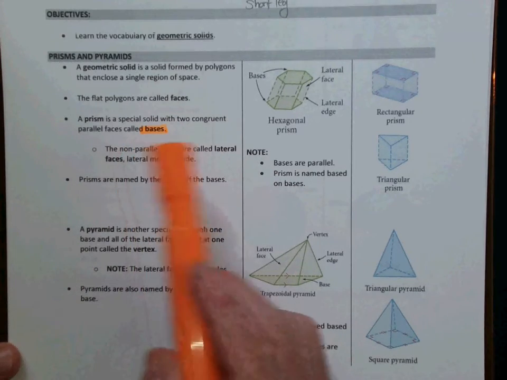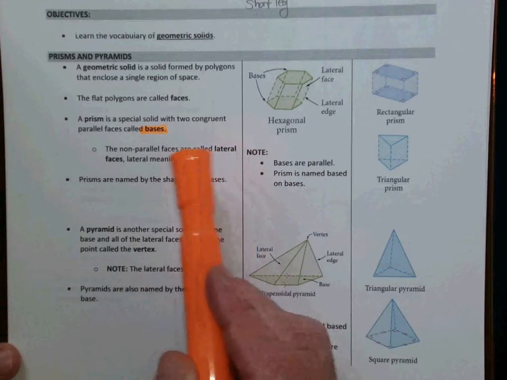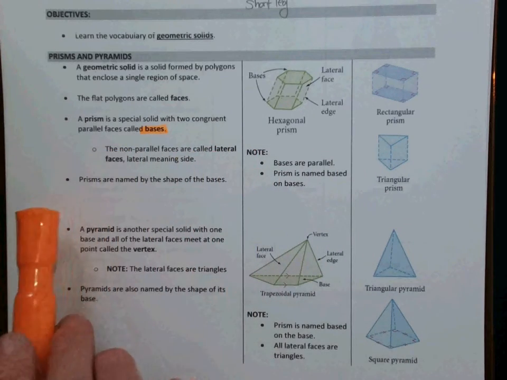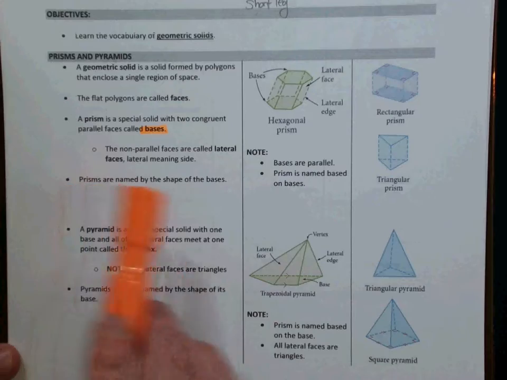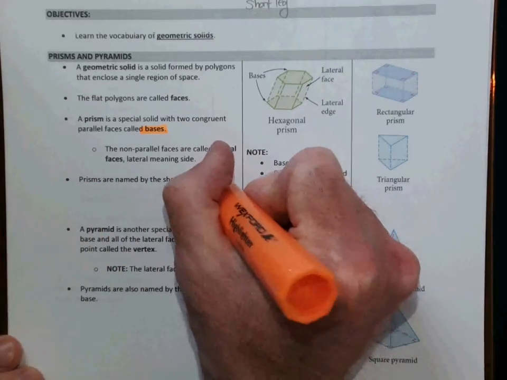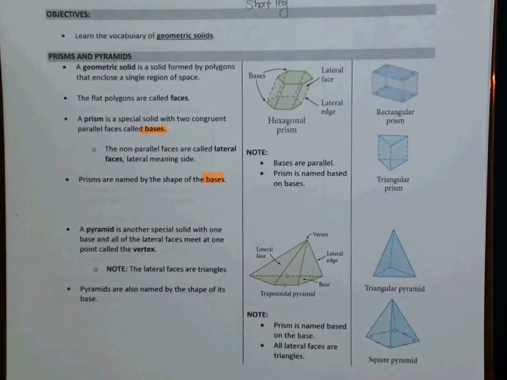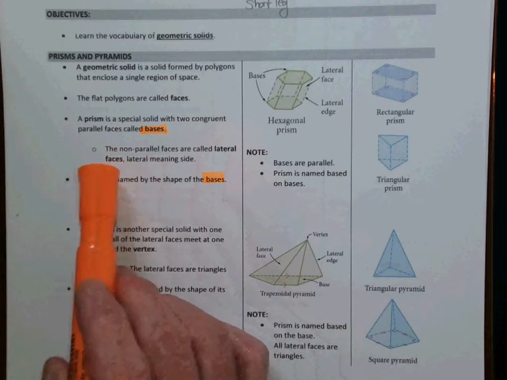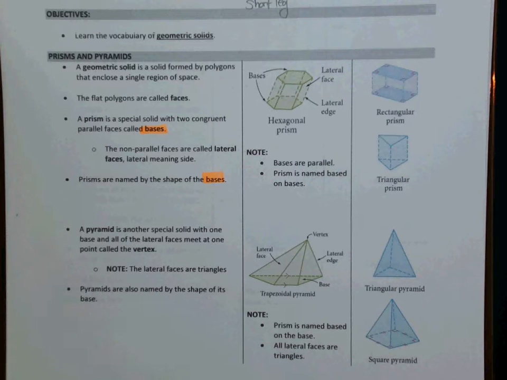Any of the non-parallel faces are called the lateral or side faces. And prisms are named by the shape of the bases. Now, to really quickly comment on lateral faces and why I put it on the notes, even though we're not going to talk about it a lot: due to distance learning, we're not going to do as much with surface area. You can look in your book if you want to take a look at surface area. We would be using lateral faces more if we talked about surface area more. But we're mostly going to focus on volume, so bases are going to become important.